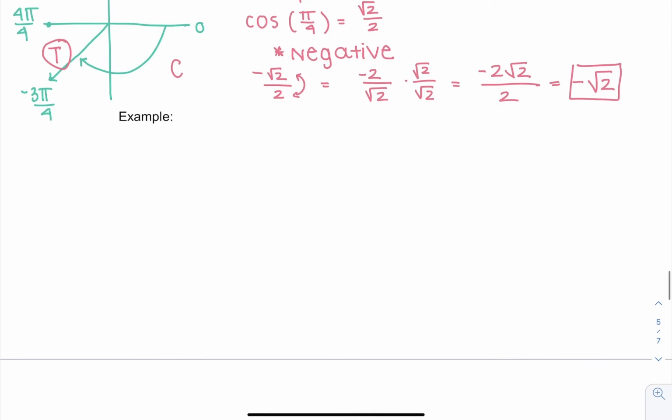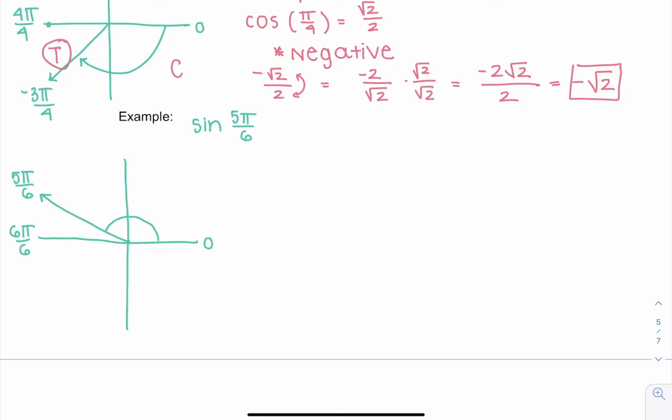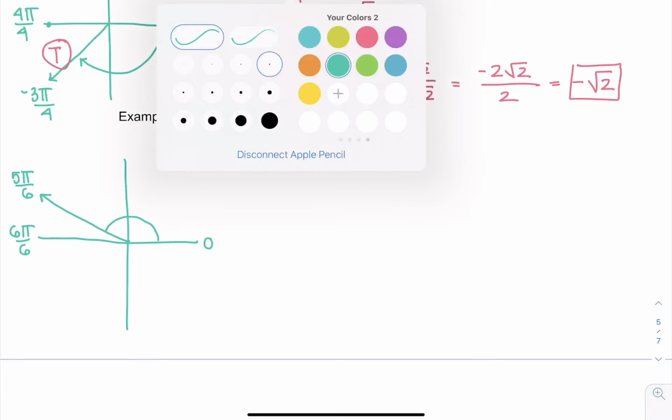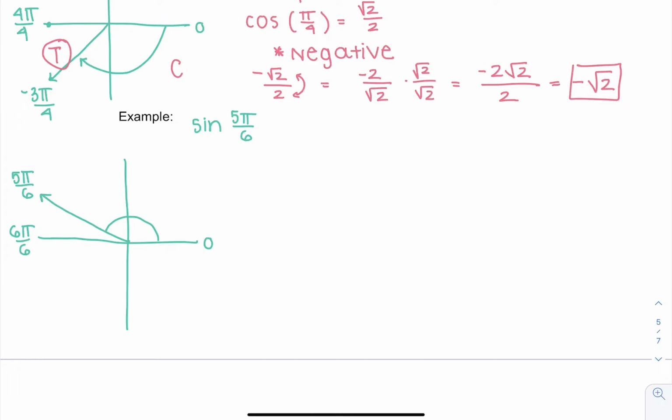Let's try one more just to make sure you have the hang of things. So let's say we have sine of 5 pi over 6. So let's figure out where 5 pi over 6 is. I know here's 0, and I know here is 6 pi over 6. So 5 pi over 6 is 1 less than that. It's all the way over here. So my reference angle is easy to spot. It's just pi over 6.